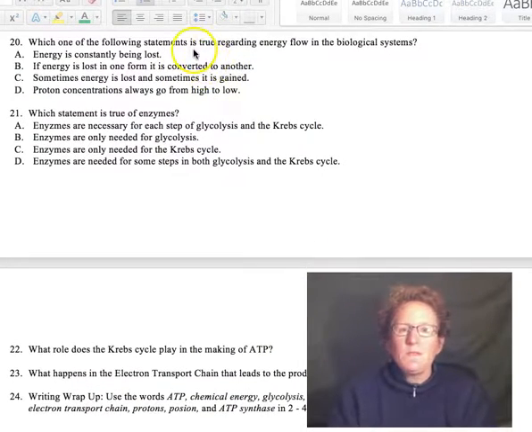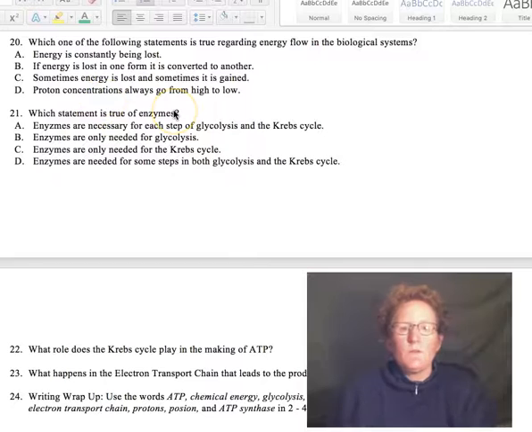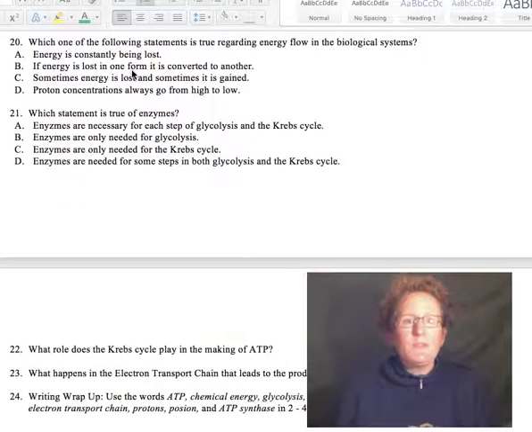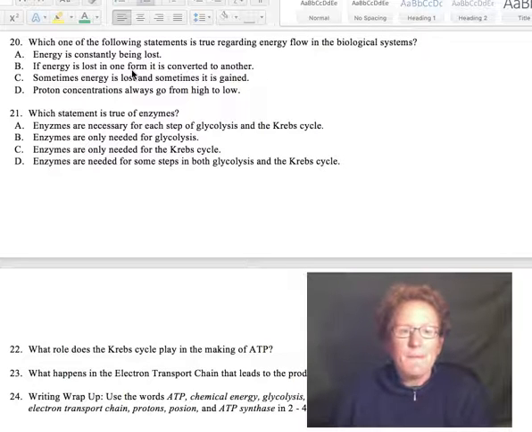Which of the following statements is true regarding the flow of energy in biological systems? Energy is constantly being lost. No, energy is never lost. It's just converted from one form to another. Sometimes energy is lost, sometimes it's gained. Protein concentrations always go from high to low. Nope, it goes both ways. If energy is lost in one form, it's just converted to another. It may be hard for us to find it because it's dispersed in the system, but it's never gone. Energy is never gone. It's just transferred to another form of energy.